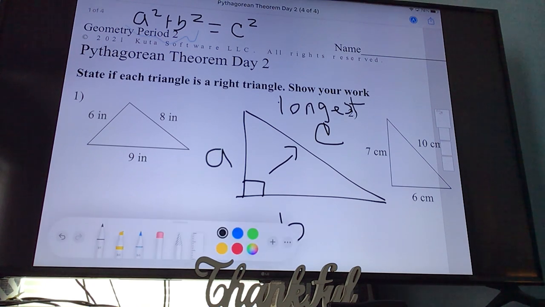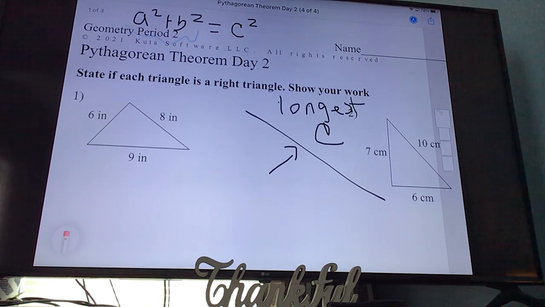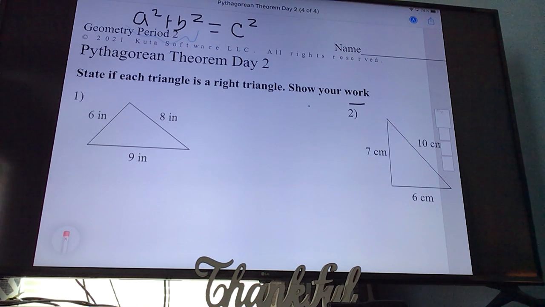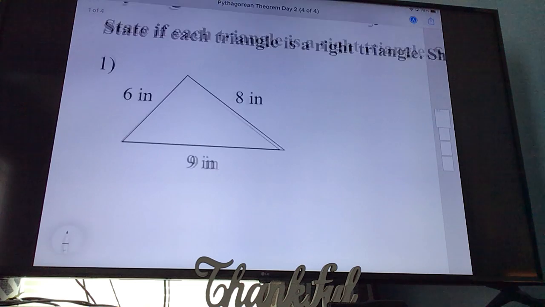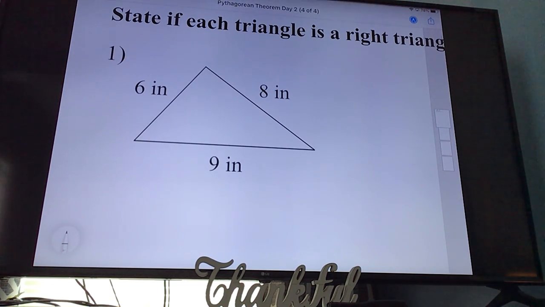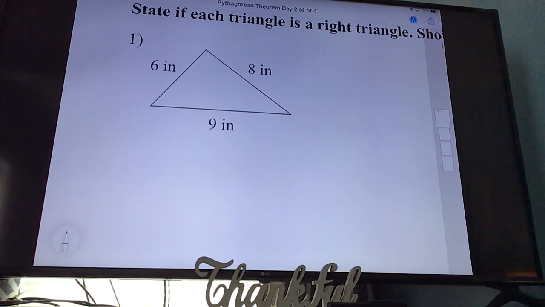So let me erase all this. When we look at this today, we have number 1 here, and they want us to state if it's a right triangle or not. So you have to look at these and figure out what goes to what. Well, c is the most important one. Which one is going to be c? Well, c is always the longest side. So 9 is the longest side out of these, so you're going to have 9 squared go in your c part.